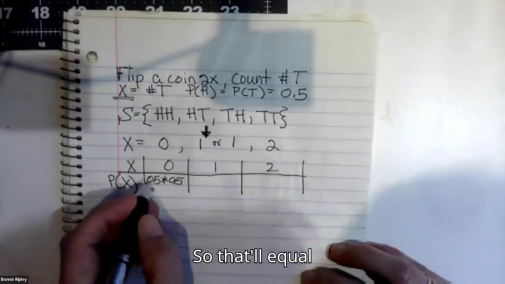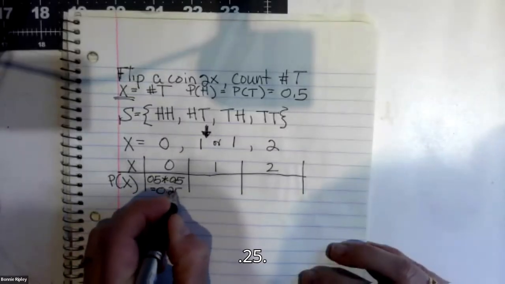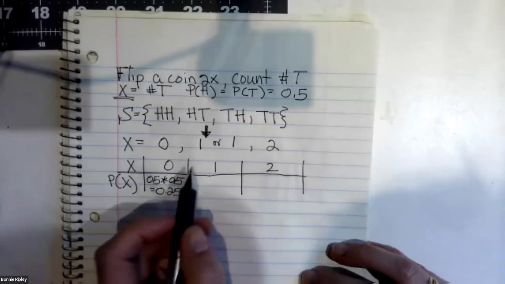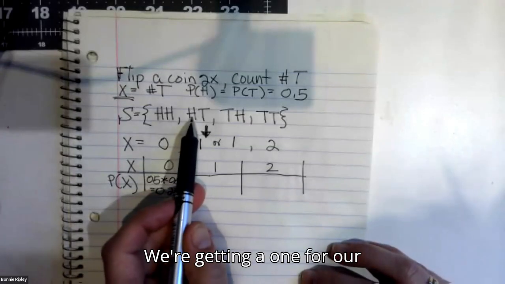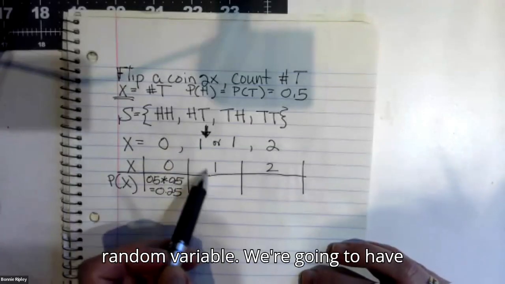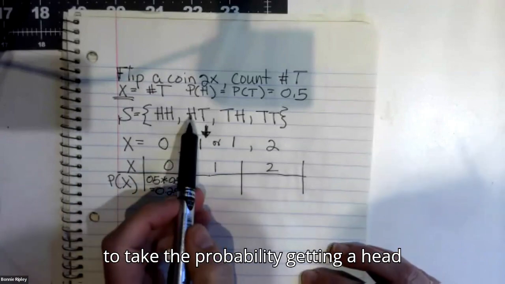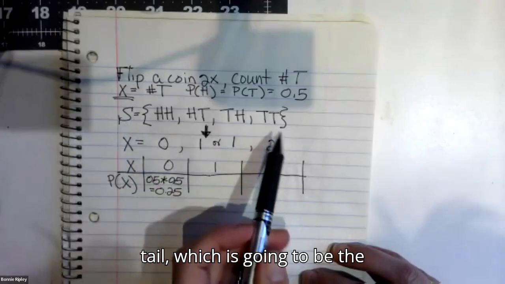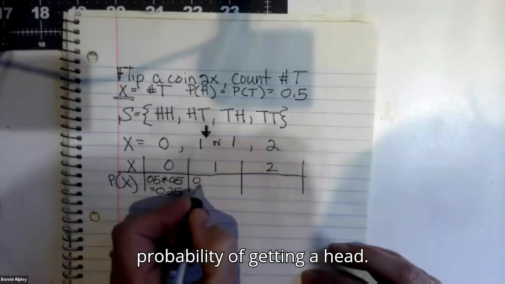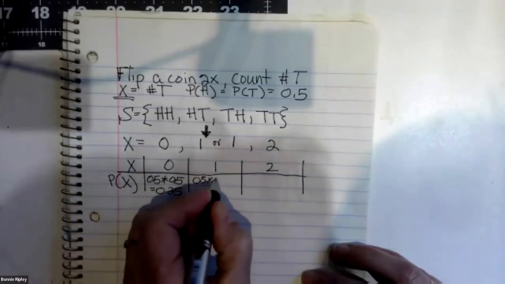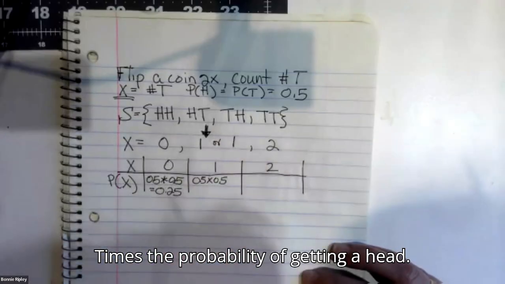So that'll equal 0.25. We're getting a 1 for our random variable. We're going to have to take the probability of getting head then tail, which is going to be the probability of getting a head times the probability of getting a tail.